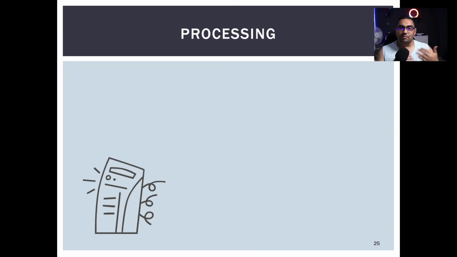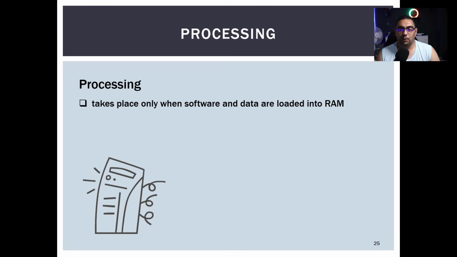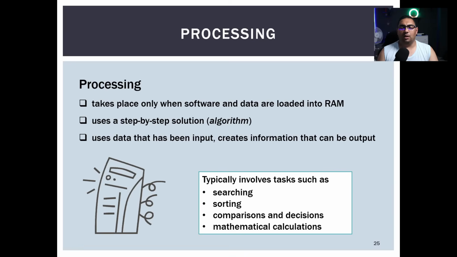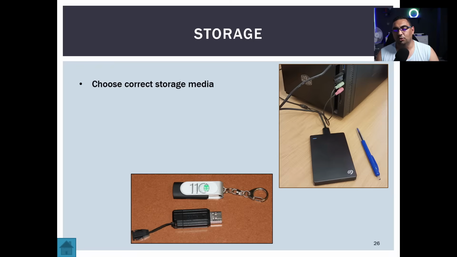So just bear that in mind as well. Then we've got our processing. This is where we know the processing involves things like searching, sorting, comparisons, and what's helping you do this. The RAM and the CPU is working in the background to make sure that you can do that.